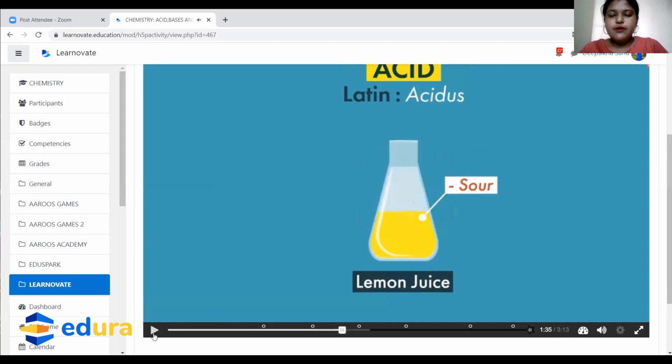So here I have a concept clearance for you. Acid has been taken from the Latin words acidus as well as acere, A-C-E-R-E plus A-C-I-D-U-S, which means sour. That's why acid is taken from these Latin words. So there are two Latin words. And the intensity of sourness means some can taste a little sour, some can taste average, and some very high.